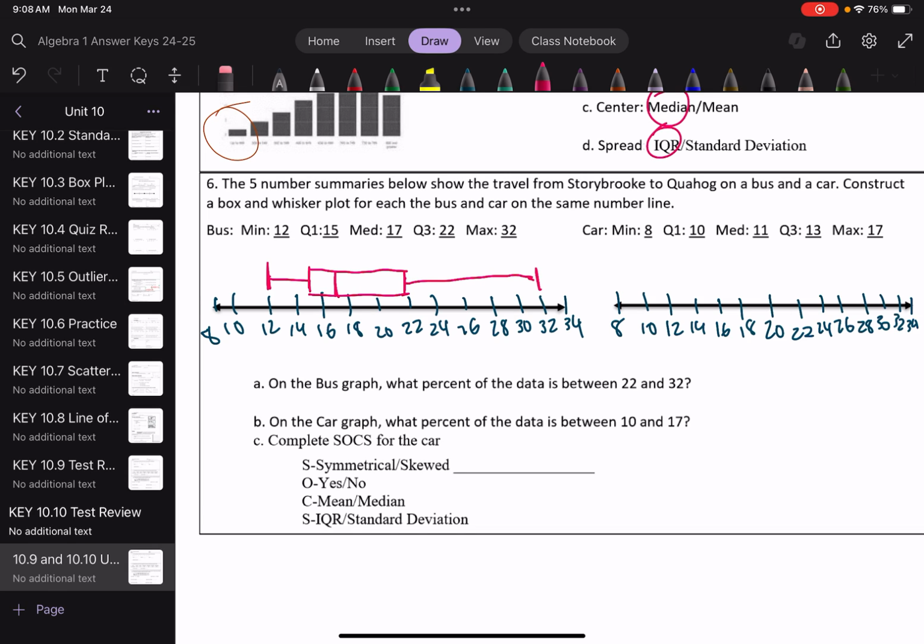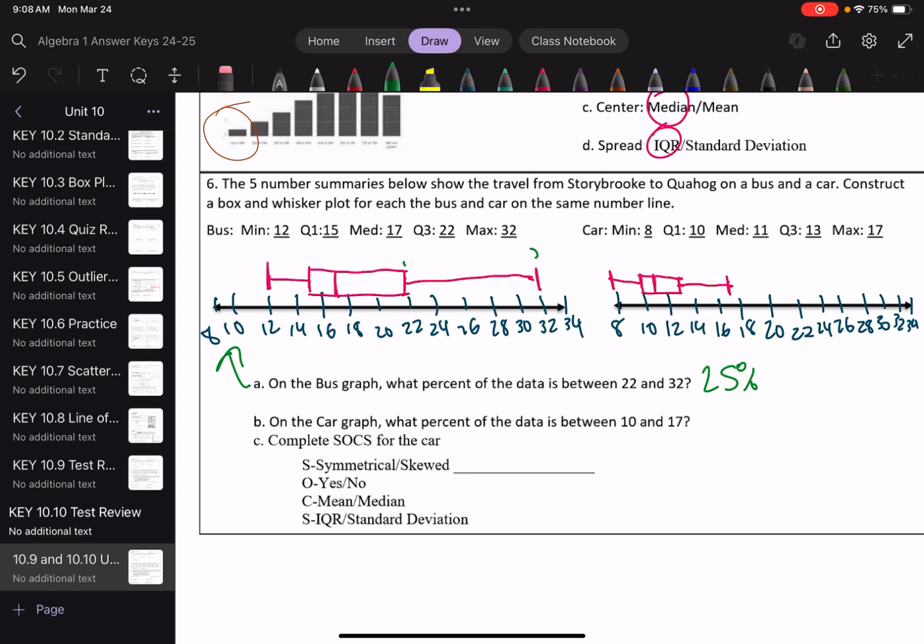And then if I look at the car, I've got a minimum at 8, a Q1 at 10, a median at 11, Q3 at 13, and a maximum at 17. What we really want to identify here on the bus graph, so we're looking at this graph, what percent of the data is in between 22, which is here, and 32? Well, that is just 25% of the data.